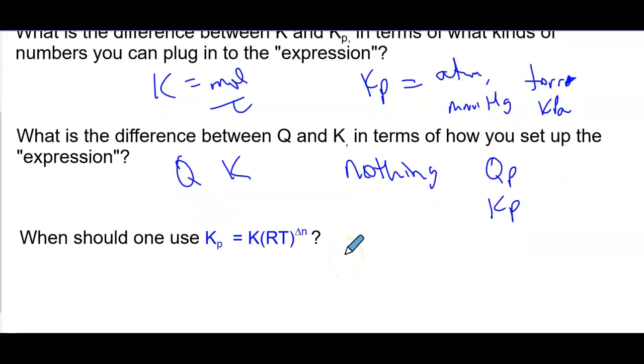When do we need to use Kp equals K(RT) to the delta n? When we're given one and asked to solve the other. Same thing for Q. If we were given Q and asked for Qp, we'd have to use this relationship, just like we did with K and Kp, or vice versa. If we're given Kp and asked to solve for K, then we have to use this relationship.